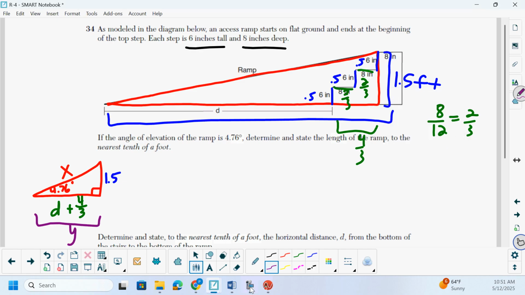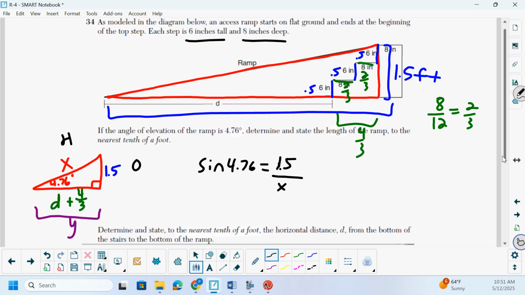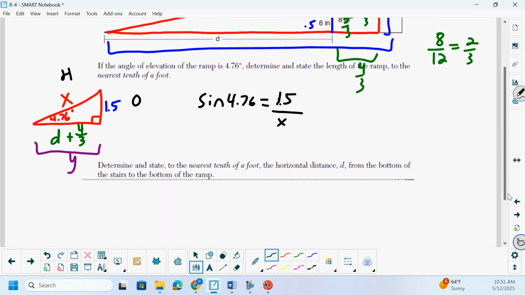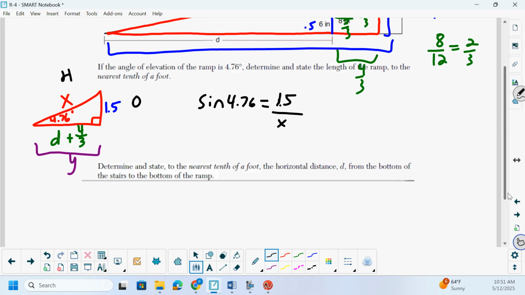Now, we're not going to do this whole thing in this video, but we'll help you set it up. To find x, we've got from the angle, the 1.5 is opposite and the x is hypotenuse. So we can just do sine of 4.76 equals the 1.5 over x. And then you can work to find what the ramp height is. Once you have the ramp height, you can just do Pythagorean theorem to find y. You'll do that x squared should be equal to 1.5 squared plus y squared. And you'll just take your answer for x and put it in here.